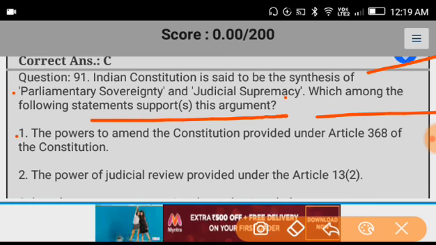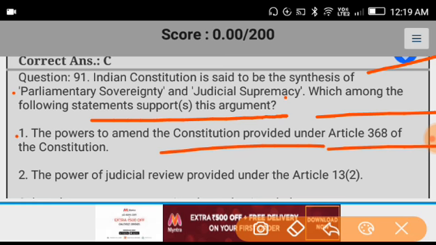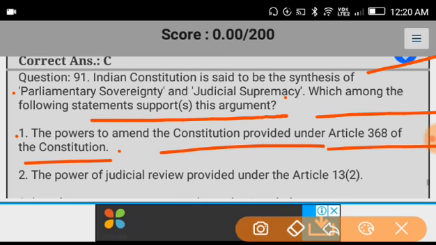First option: the powers to amend the constitution are provided under Article 368 of the constitution. Yes, it is correct. So the power to amend the constitution is given under Article 368.